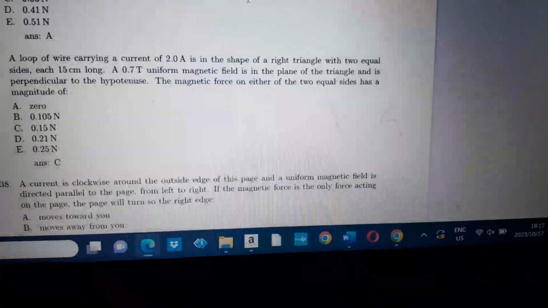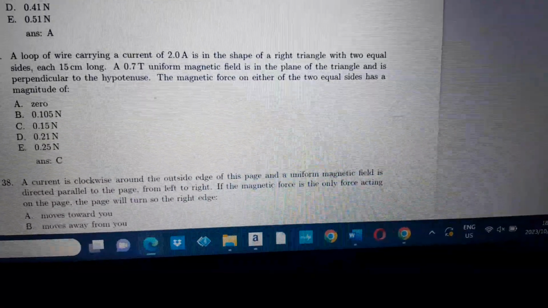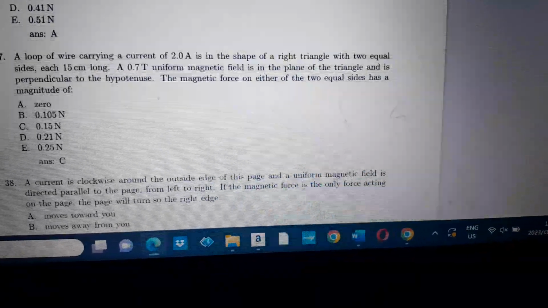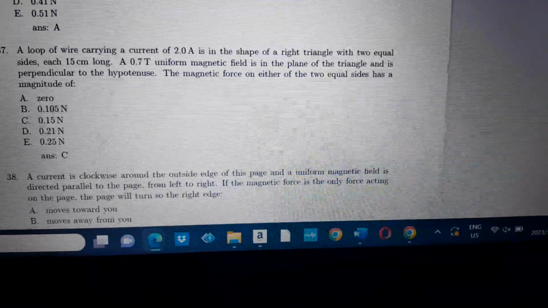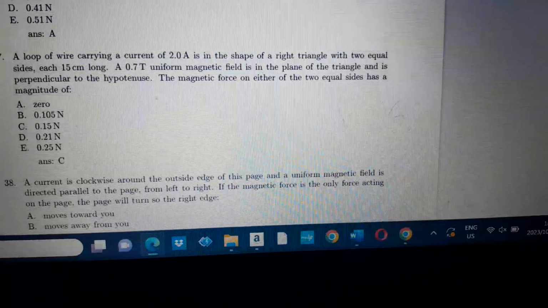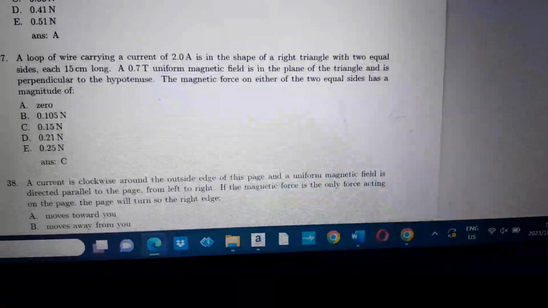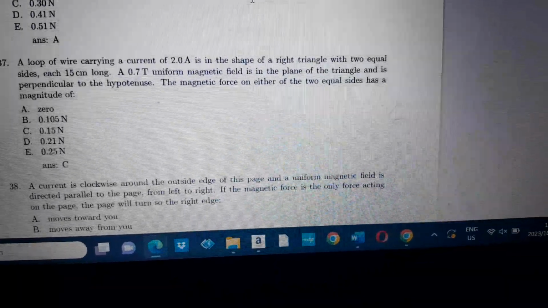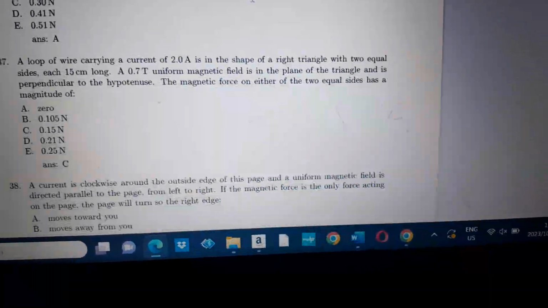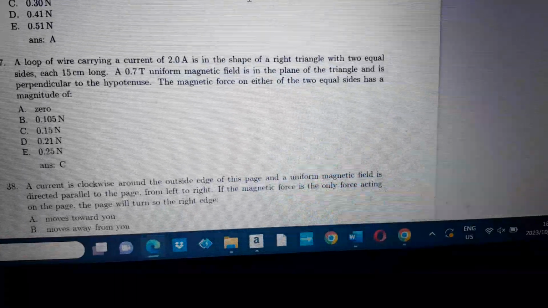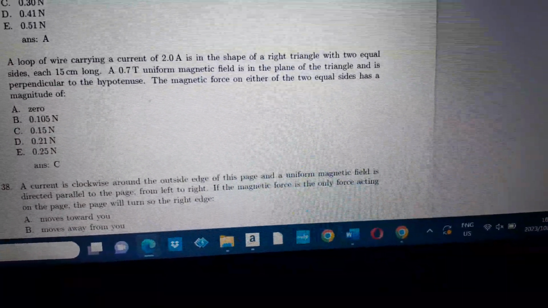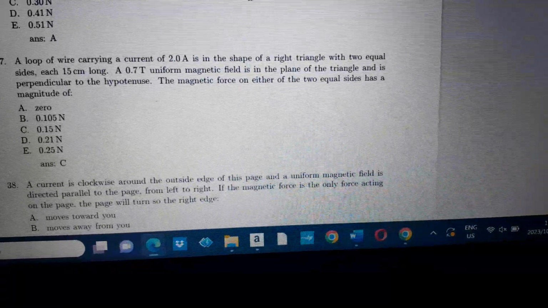A loop of wire carrying a current of 2 amperes is in the shape of a right angle triangle with 2 equal sides, each 15 cm long. A 0.7 Tesla uniform magnetic field is in the plane of the triangle and is perpendicular to the hypotenuse. The magnetic force on either of the two equal sides has a magnitude of C, 0.15 Newton.